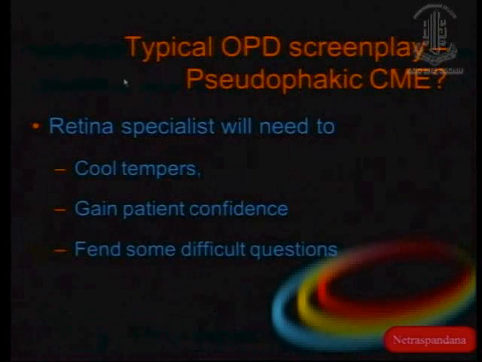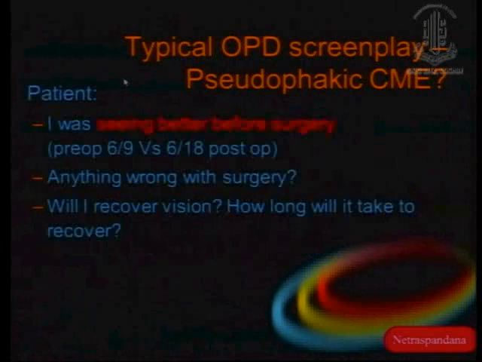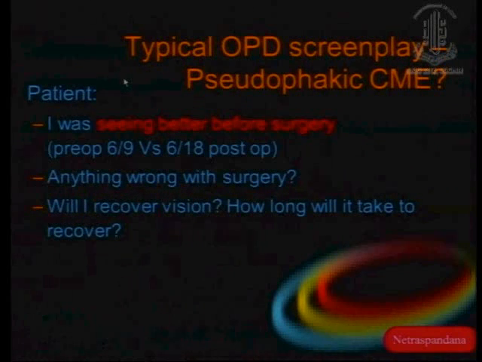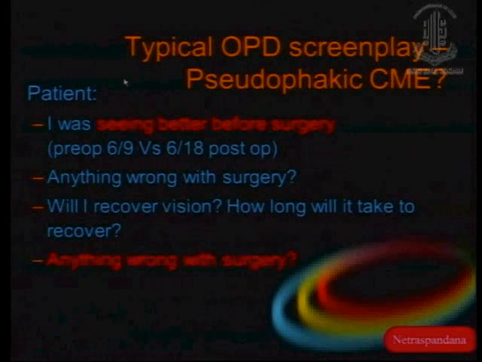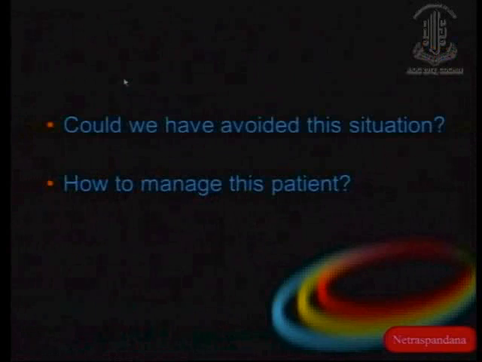And the retina specialist will need to cool tempers, gain patient confidence and fend some difficult questions. He will say, sir, I was seeing better before surgery because we operate on 6/9. Anything wrong with the surgery? And he'll ask, will I recover vision? How long will it take to recover the vision? And he'll keep asking you this question again and again. Anything wrong with the surgery? Could we have avoided this situation? And how to manage this patient?